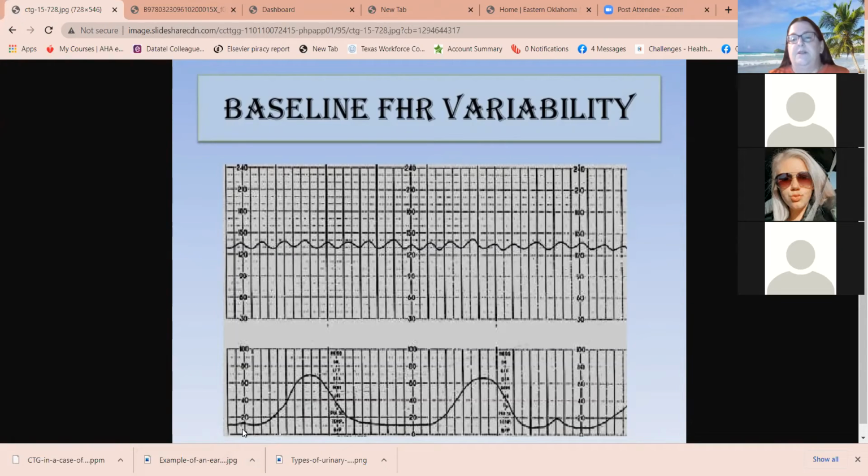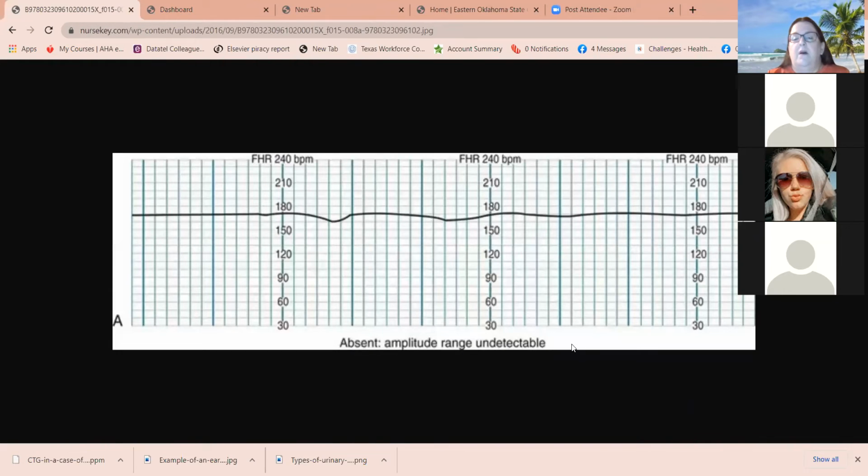So what category is this strip? Category 3. Okay. Are we having some contractions? Yes. We're more worried about this sinusoidal rhythm though. And it looks like toward the end, it is starting to trend downward a little bit. So this is a category 3 strip. Call the provider immediately. Okay. We do not have contractions for this strip.